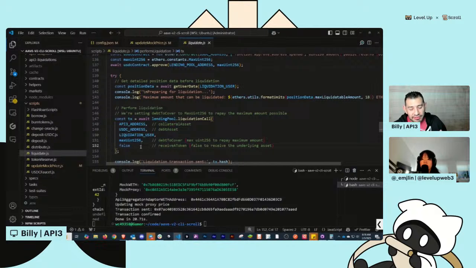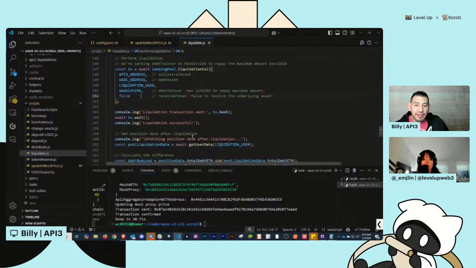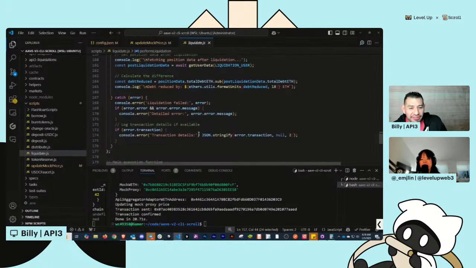No, I want to receive the native asset because I want to be able to swap that on a DEX and stable out. So I don't want to receive the interest-bearing tokens or the A tokens. No, I want to receive the pure token. If it's ETH, if it's API3 or whatever, I want that token natively. And then it's going to tell us the liquidation has been sent, and we wait, and then we get money. And then it's going to give us some details about the position after, and it should be healthy.